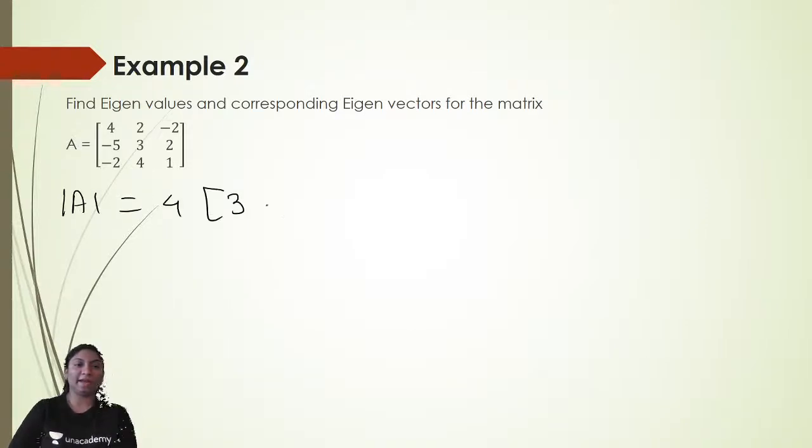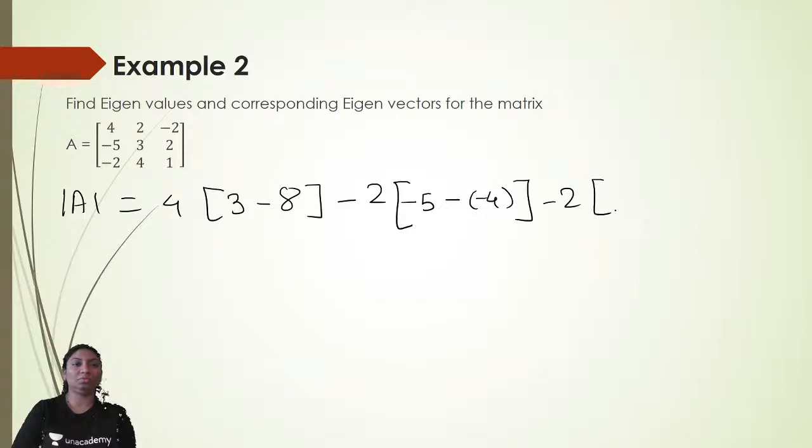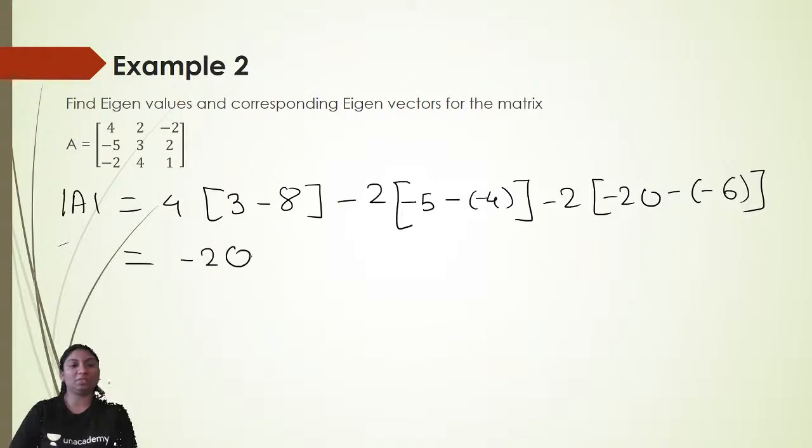So 4 into bracket 3 minus 8, minus 2 into bracket minus 5 minus of minus 4, minus 2 into bracket minus 20 minus of minus 6. Which is equal to 3 minus 8, that is minus 5, into 4, minus 20, minus 4, minus 5 minus of minus is plus 4. So minus 1 into minus 2, so plus 2, minus 20 minus of minus, plus 6, so minus 14 into minus 2, so plus 28.